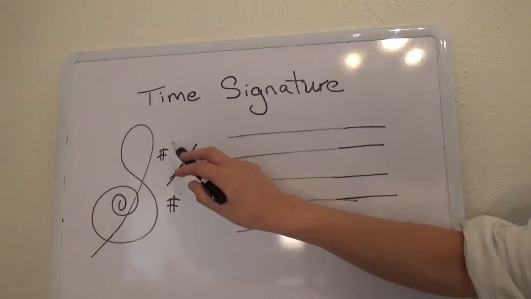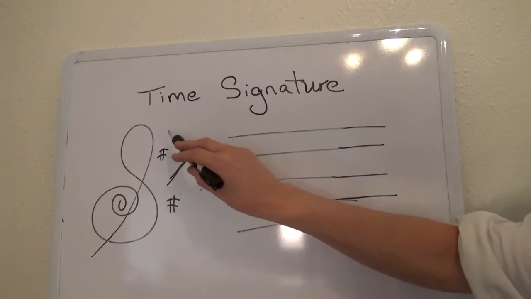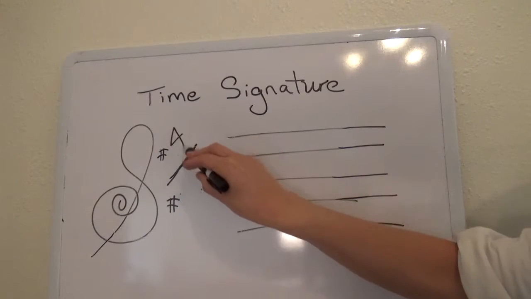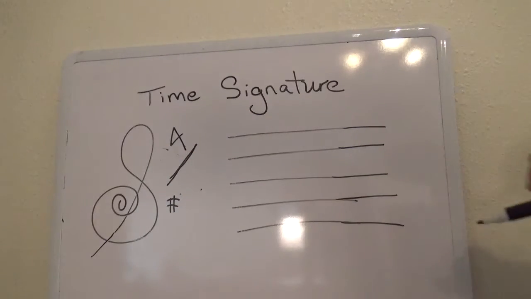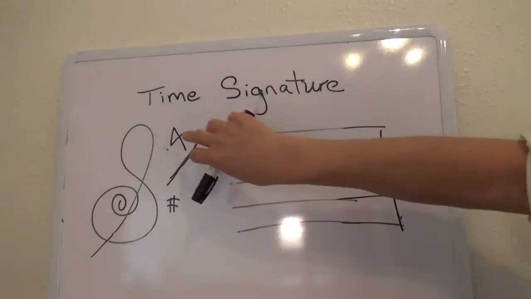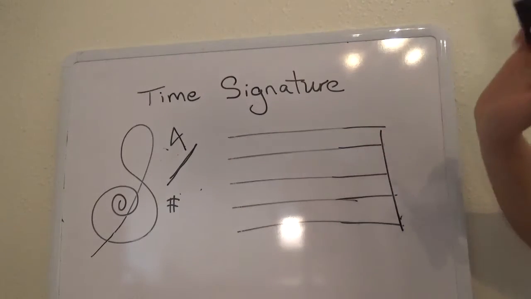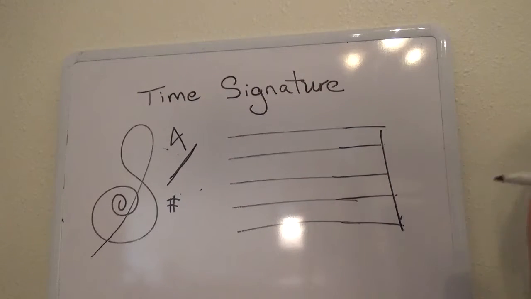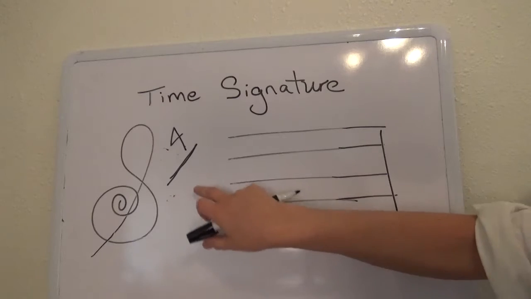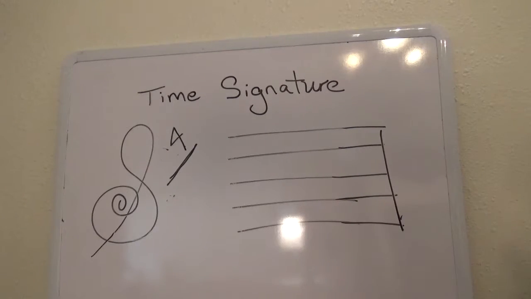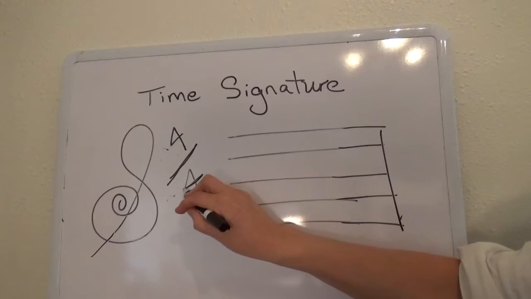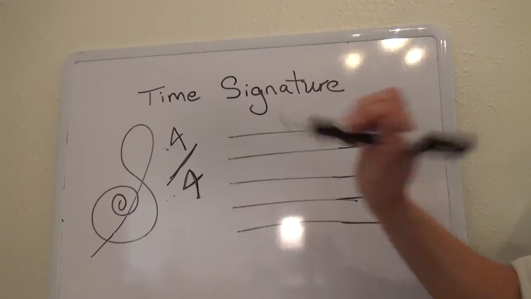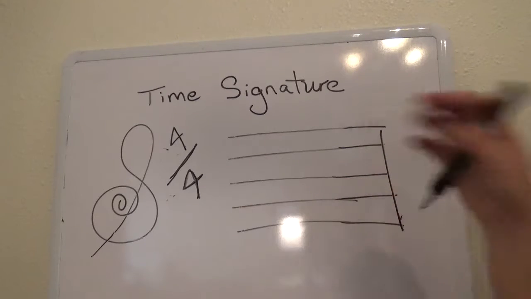Now, what the top number means, let's put a 4, that's going to tell you how many beats per each measure. So if you see a 4 up there, it means in each measure, your beats are going to total 4. Now that bottom number is going to tell you which note gets the beat. So let's say you see a 4 here. By the way, this is a very common time signature, so you're going to see this a lot.